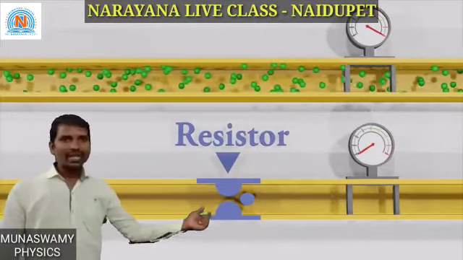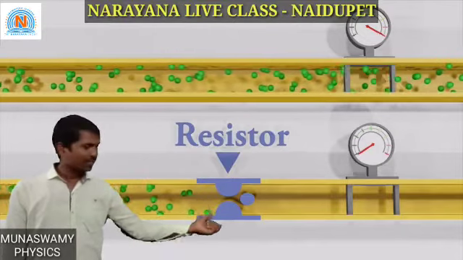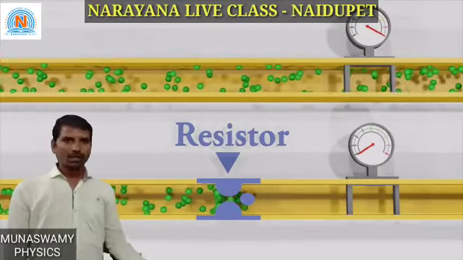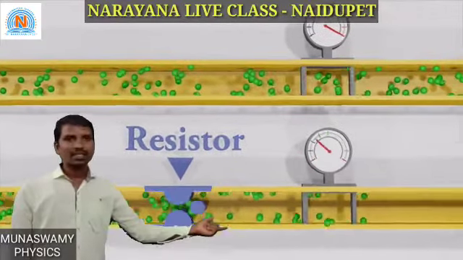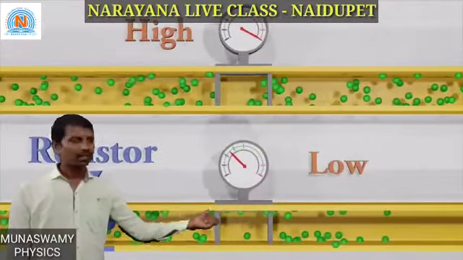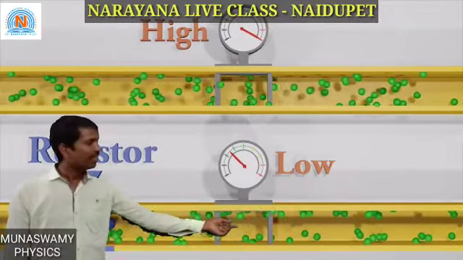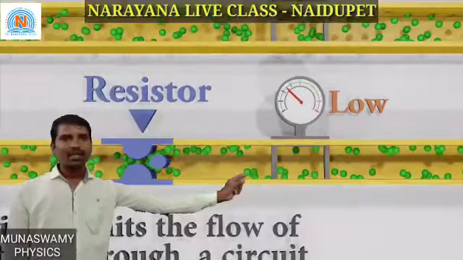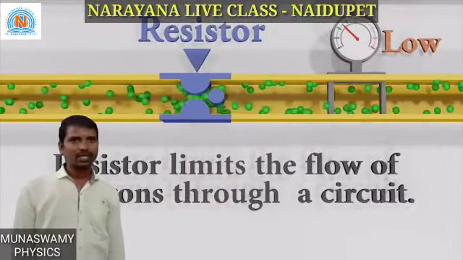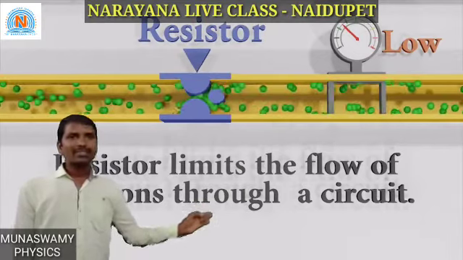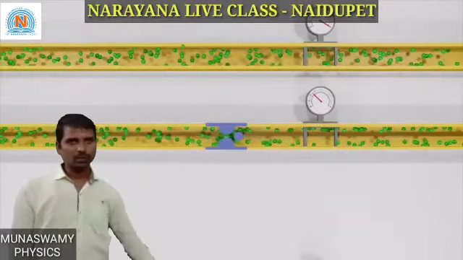Next, if we connect one resistor across the conductor, this resistor opposes the flow of charge through the conductor. As a result, we get less current in this ammeter. So that means a resistor limits the flow of electrons through a circuit.